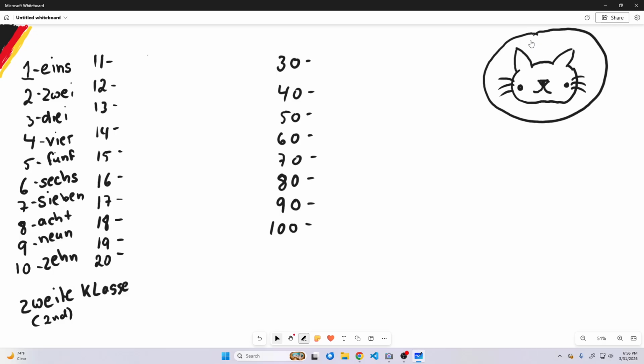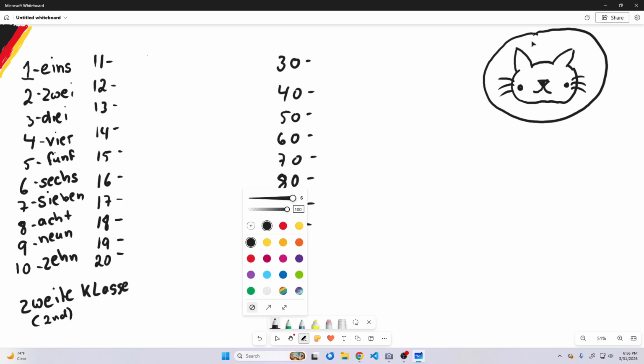Let's change the font on this a little bit, make this just a little easier to read. I don't know where my pen went. There we go. Okay. Let's talk about the numbers from 10 forward. Let's start with 11 through 20, because those are the only difficult ones left.